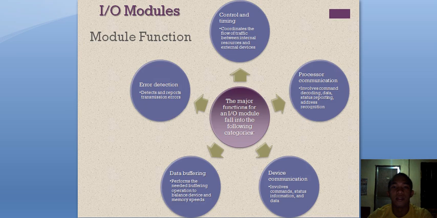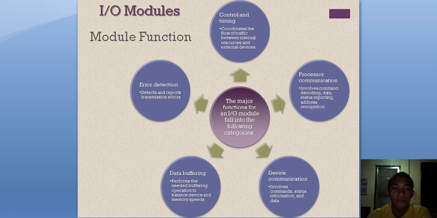The major functions of an input and output module fall into the following categories. Control and timing coordinates the flow of traffic between the internal resources and the external device. Processor communication involves command decoding, data, status reporting, and address recognition. Device communication involves commands, status information, and data. Data buffering performs the needed buffering operation to balance device and memory speed. Error detection detects and reports transmission errors.